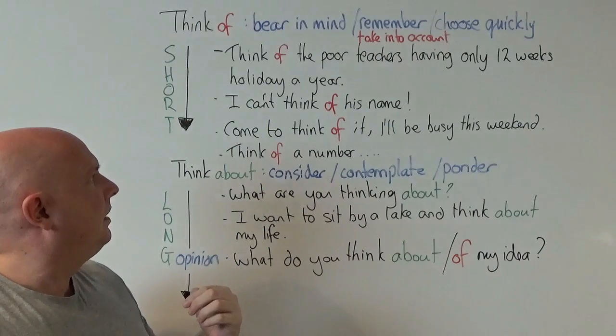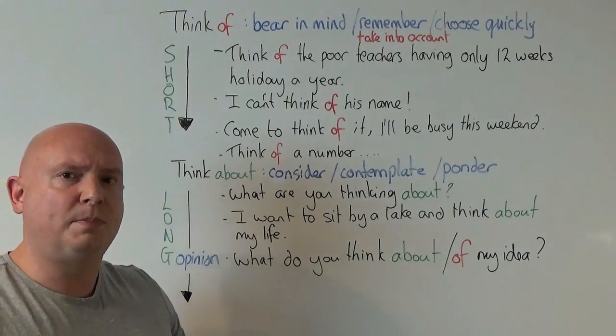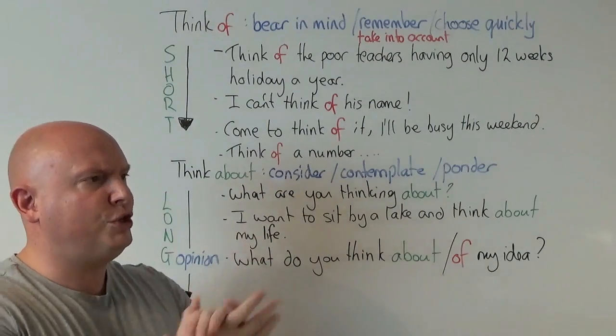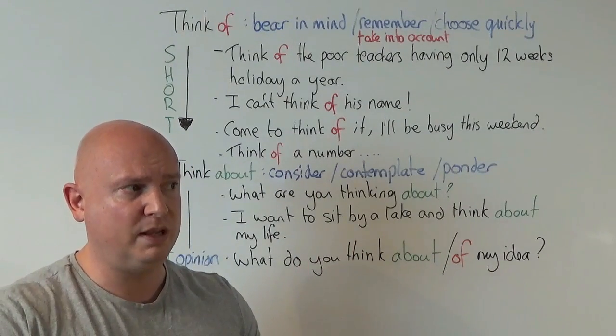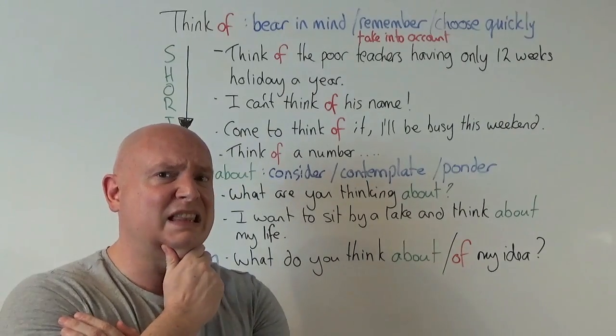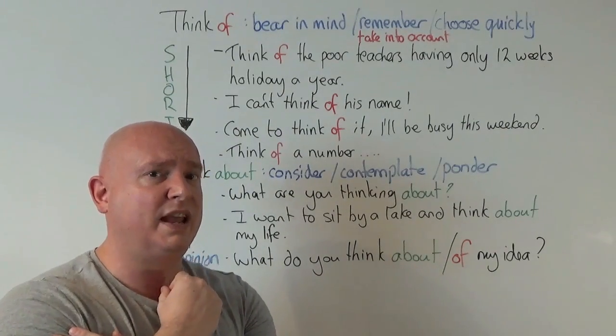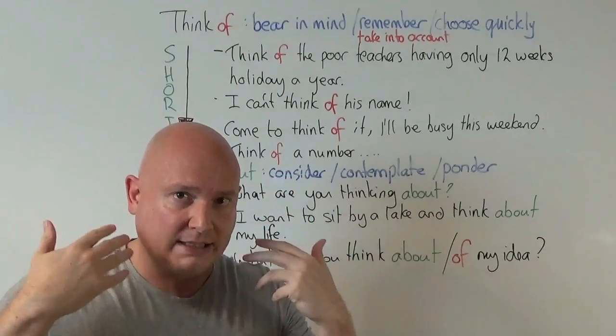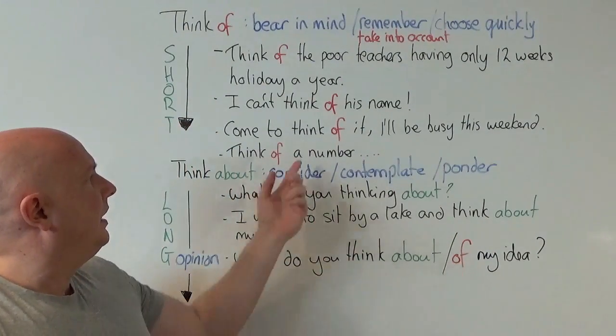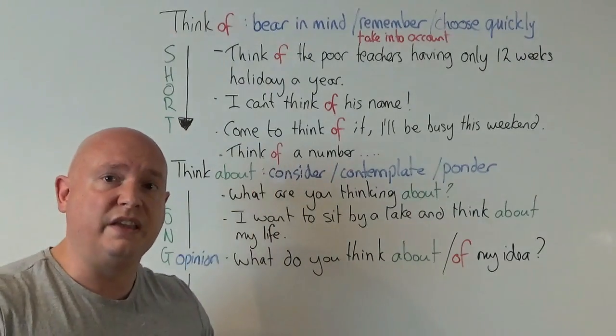Here, come to think of it, I'll be busy this weekend. So do you have any plans for this weekend? Maybe you would like to meet up with me? Come to think of it, I'll be busy this weekend. So something suddenly has come to my mind. Here, the meaning is even different.